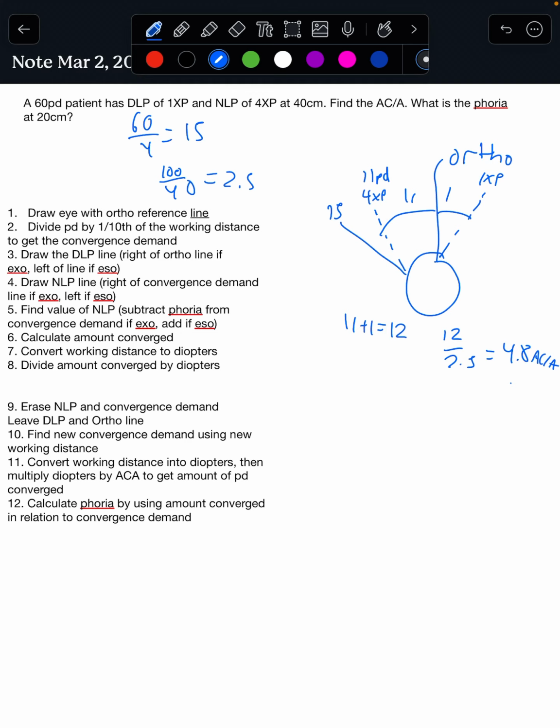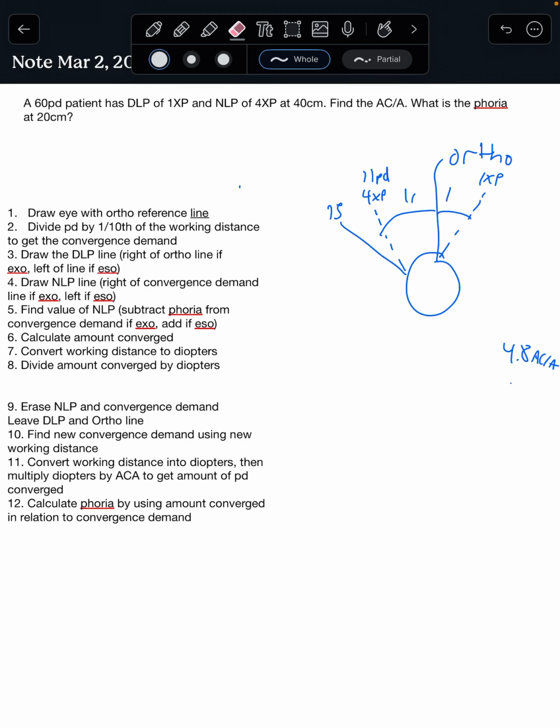Okay, so now we're going to move on to the second half. So first, I want you to just erase everything to do with the near Phoria from the previous part. So we'll keep the ACA, but everything else can go. So we'll erase this, we'll erase this, and then on our picture itself, we can get rid of the convergence demand, we can get rid of the Phoria. All I want you to do is leave the distance part. So the ortho reference line and the DLP, that stays the same.